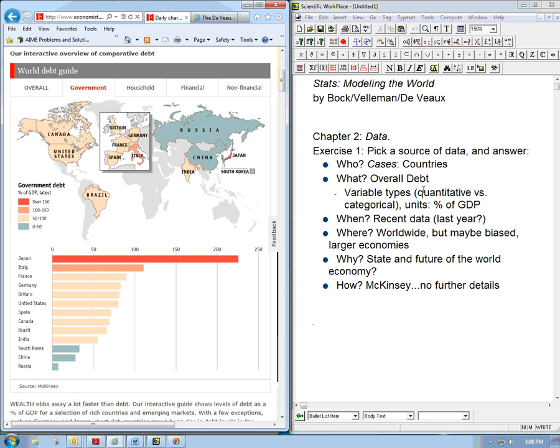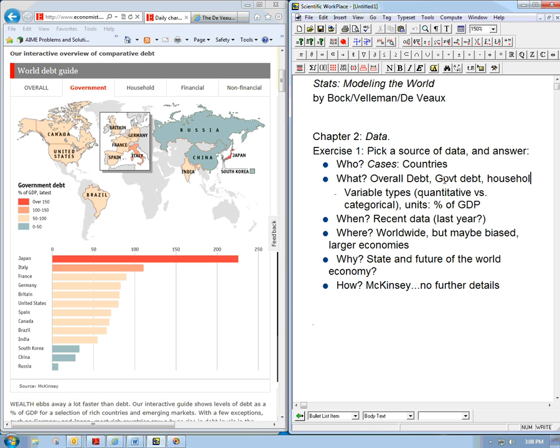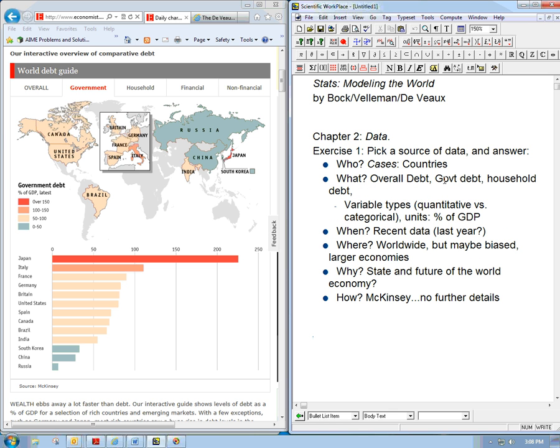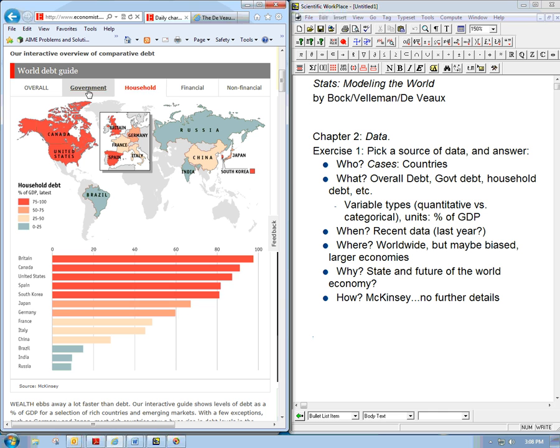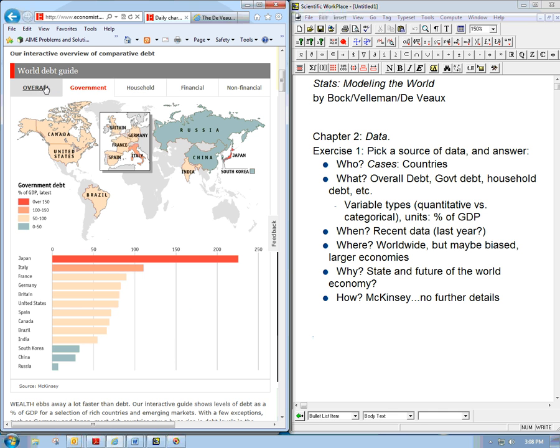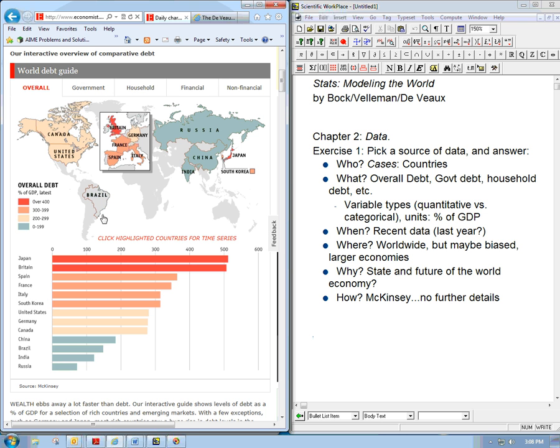bar charts. So in fact, there is overall debt and government debt and household debt and two more, I'll just say, etc. So for each case, there are multiple variables that are being displayed in bar charts. Okay? Now, if we go back to the overall, there's something even more interesting.